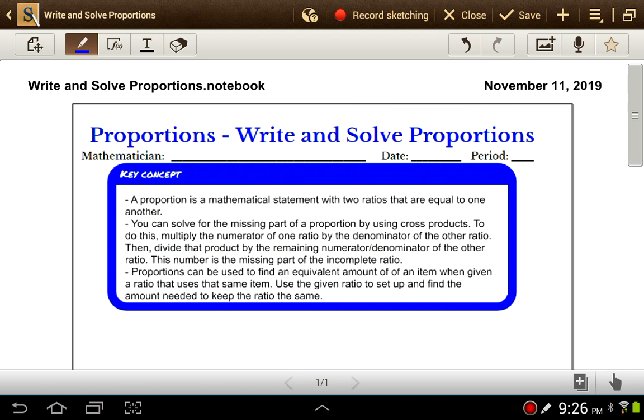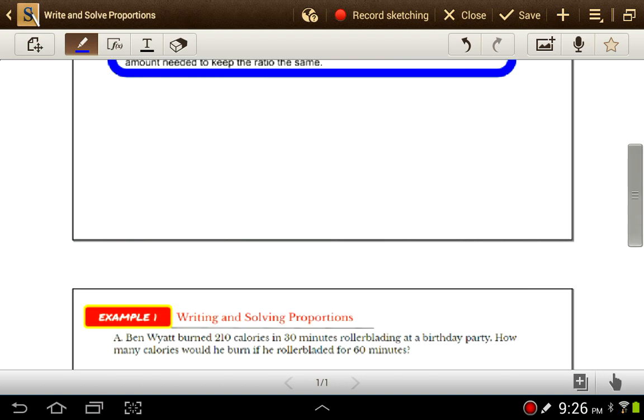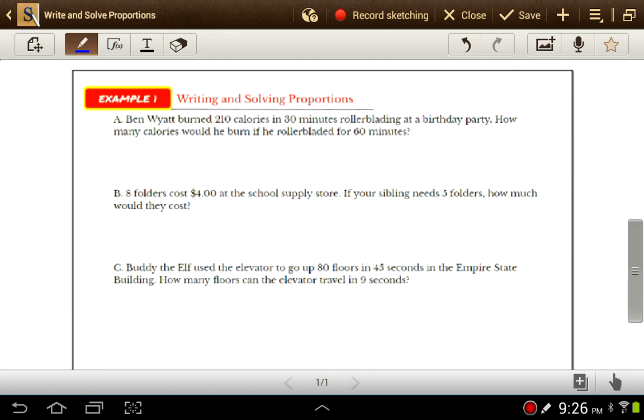Okay, I'm going to go on to example 1, and we have 3 parts of example 1. In example 1 we have to write and solve a proportion. So the first thing we have to do is write the proportion. In order to write the proportion, we want to make sure that we set up our information so that it's consistent. This is similar to what we did with equivalent ratios. So in example A, Ben Wyatt burned 210 calories in 30 minutes rollerblading at a birthday party. How many calories would he burn if he rollerblades 60 minutes? So we're going to set up the proportion.